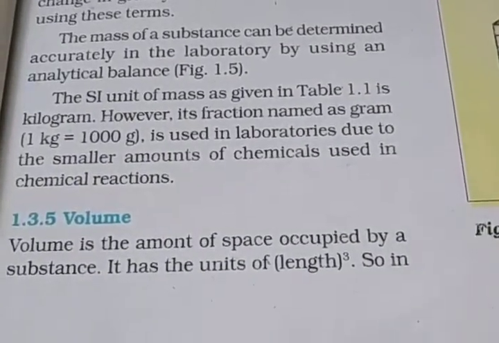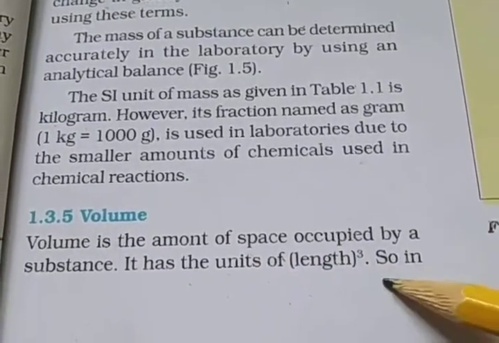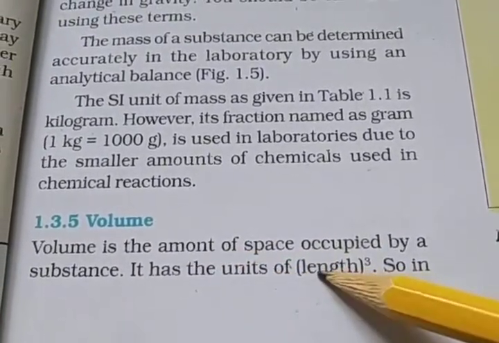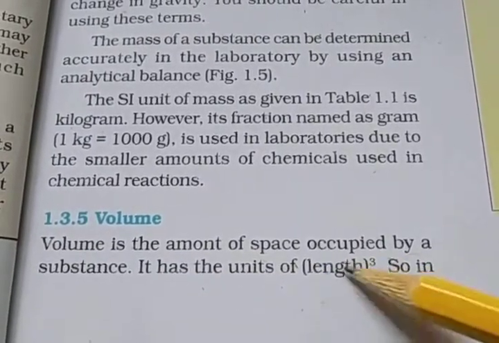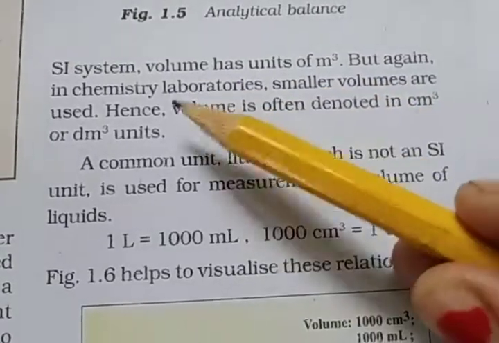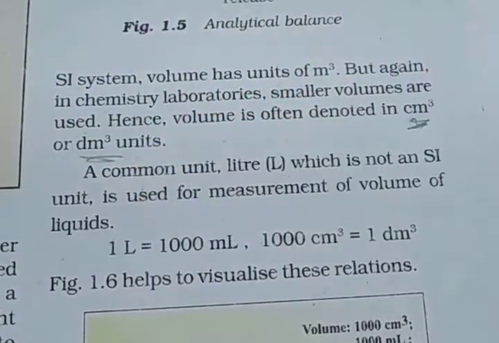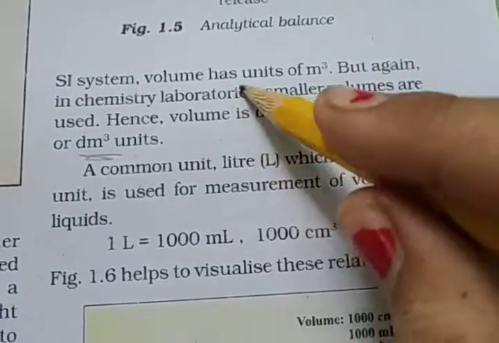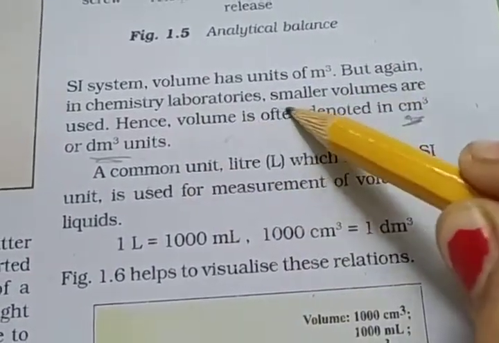Volume is the amount of space occupied by a substance, and its unit is length cube. Clear? So in the SI system, volume has the unit meter cube. But in the laboratory, volume is denoted by centimeter cube or decimeter cube units, because now we have to use smaller volumes.